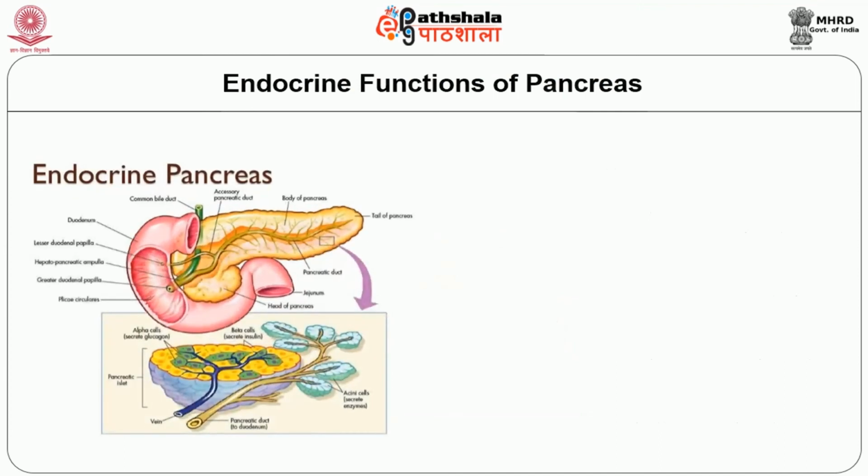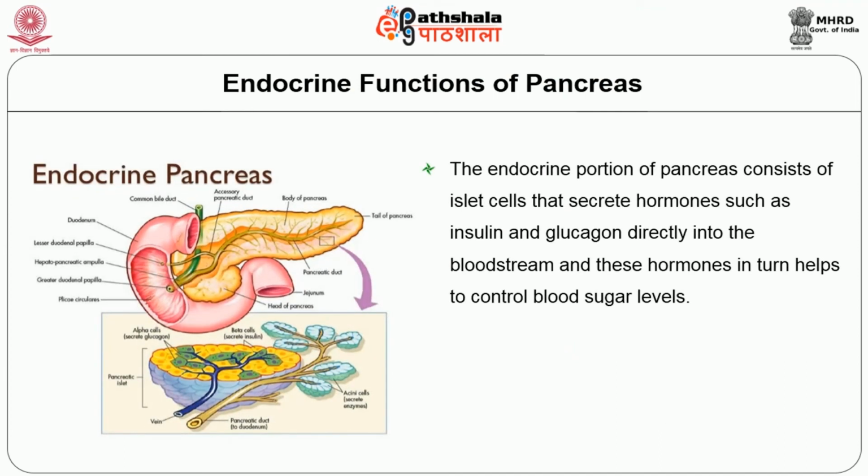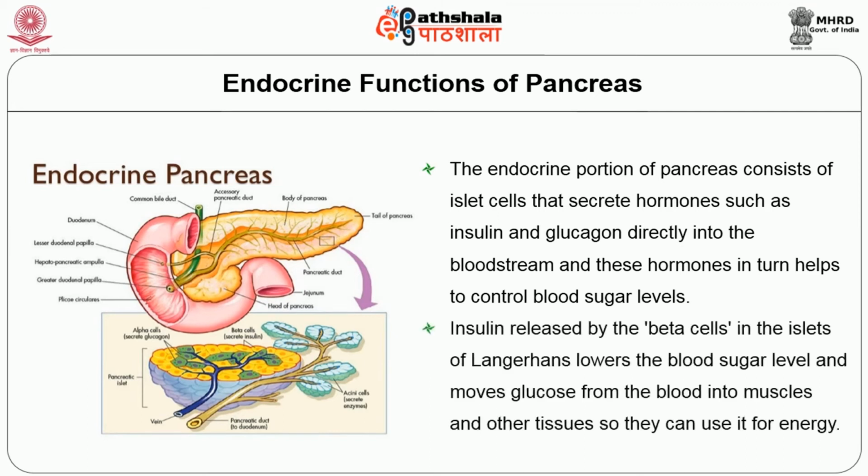The endocrine functions of the pancreas consist of islet cells that secrete hormones such as insulin and glucagon directly into the bloodstream, and these hormones in turn help to control blood sugar levels. Insulin released by the beta cells in the islets of Langerhans lowers the blood sugar level and moves glucose from the blood into muscles and other tissues so it can be used for energy.